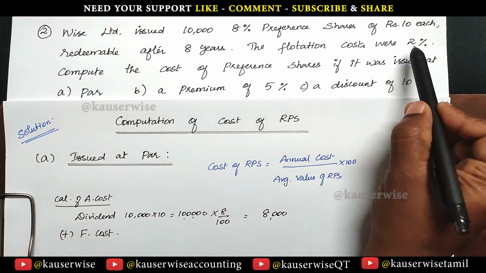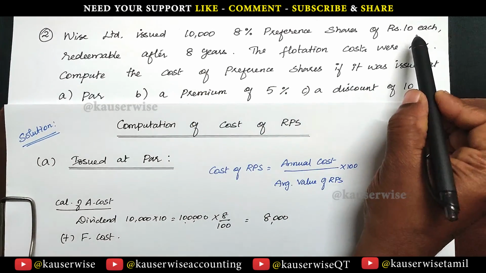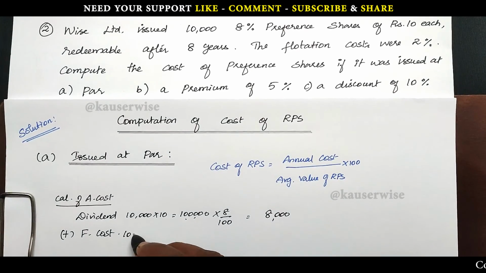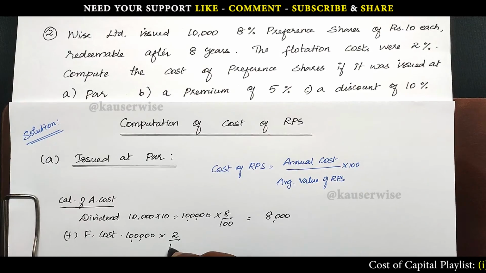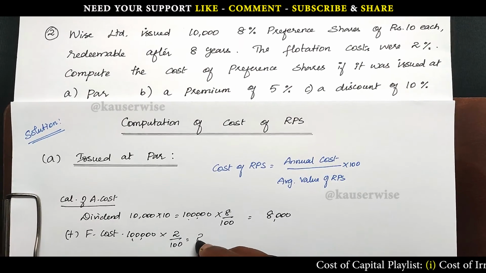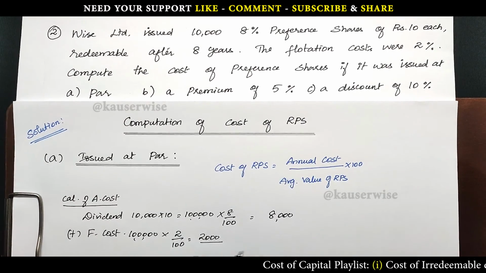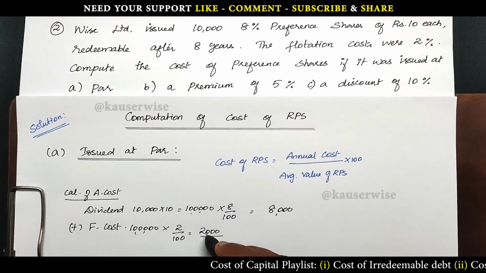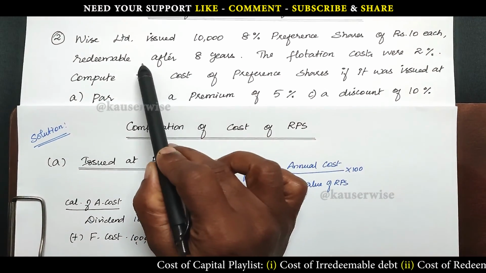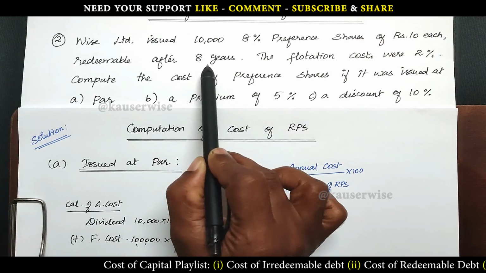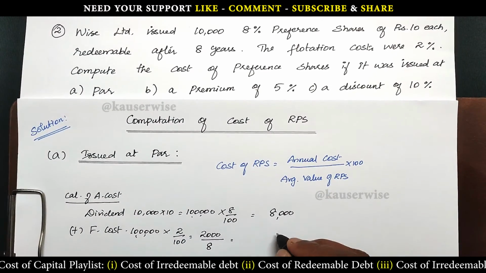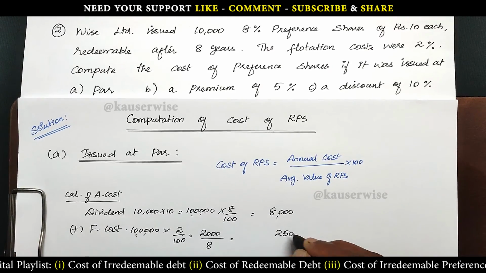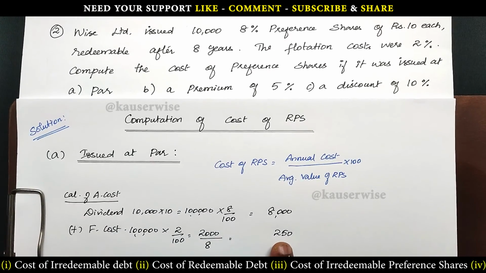So how much? 2 percentage on the face value, 1 lakh. 1 lakh into 2 percentage, you'll be getting 2,000, and we need to calculate the amortized amount per annum. So divided by how many number of years? The redemption period is after 8 years. So divided by 8, you'll be getting 250. This is flotation cost per annum, 250.